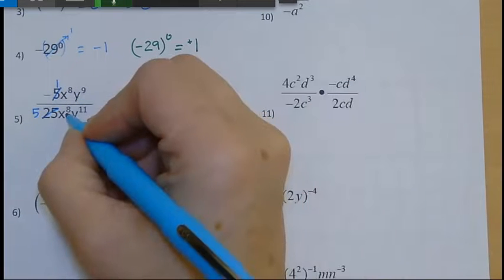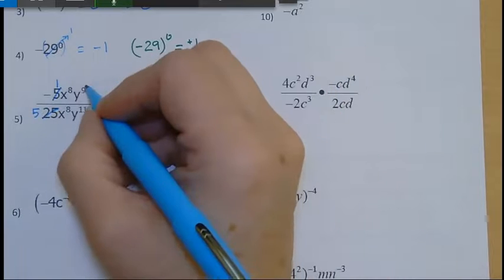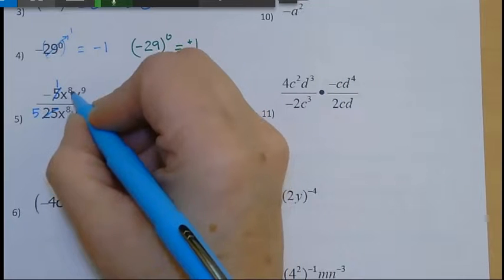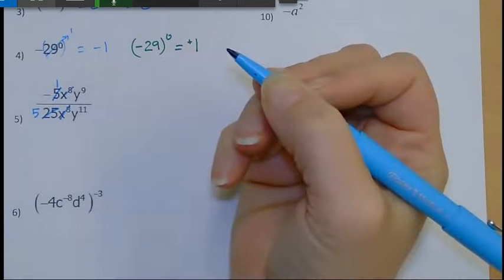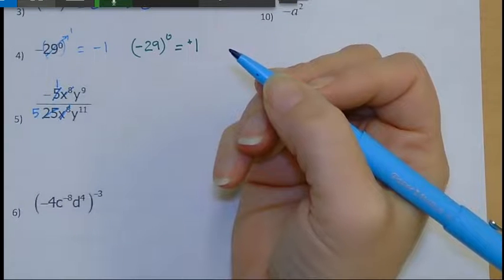X to the 8 divided by x to the 8, we know that anything divided by itself is 1. So that's just 1, and I'm not even going to multiply times 1 because I don't have to. I'm just going to leave that out.